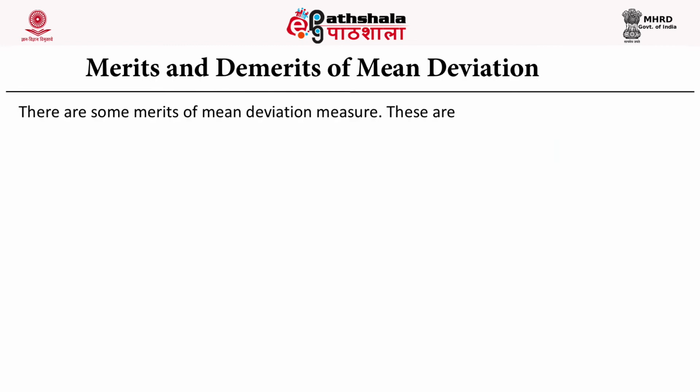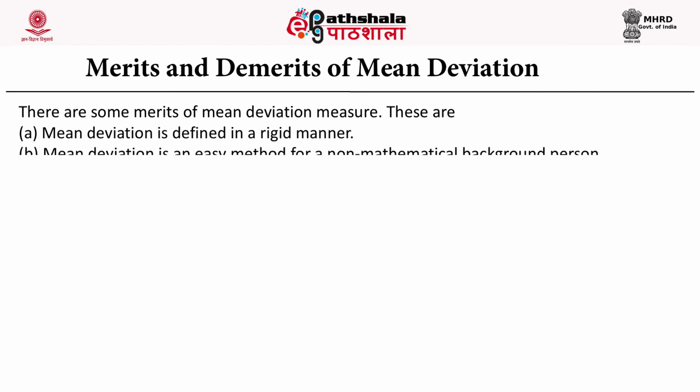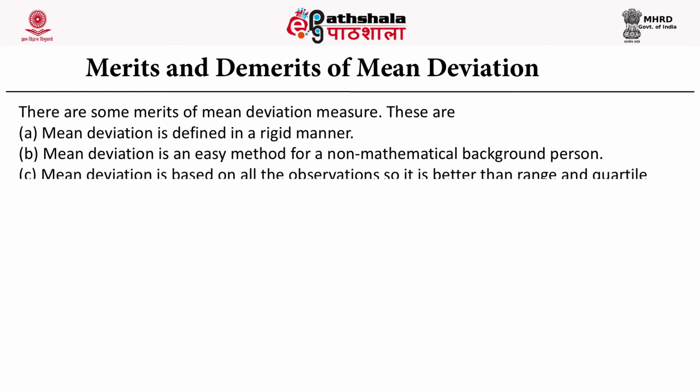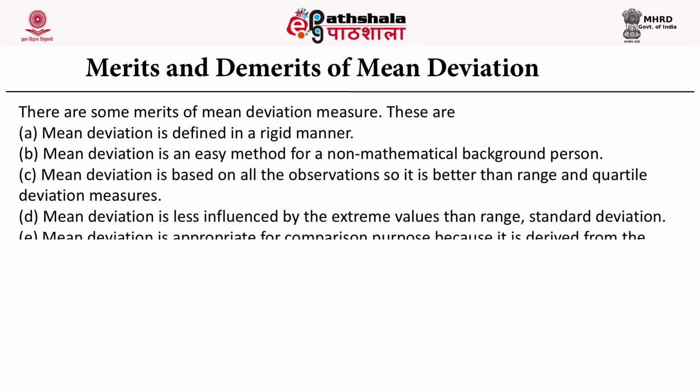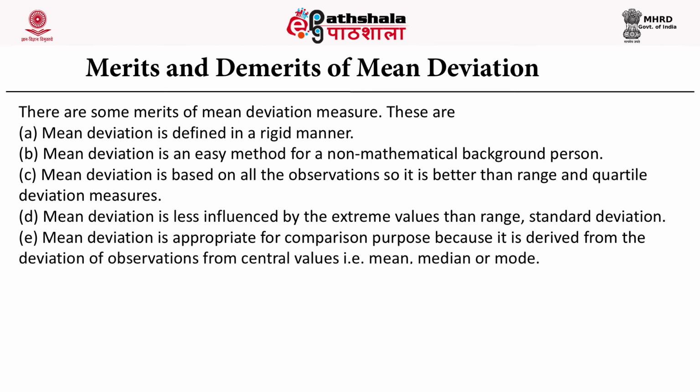Now some of the merits and demerits of mean deviation. There are some merits of mean deviation. These are: mean deviation is defined in a rigid manner. Mean deviation is an easy method for a person from a non-mathematical background. Mean deviation is based on all the observations, so it is better than range and quartile deviation measures. Mean deviation is less influenced by the extreme values than range and standard deviation.